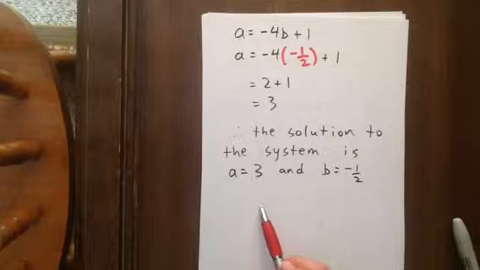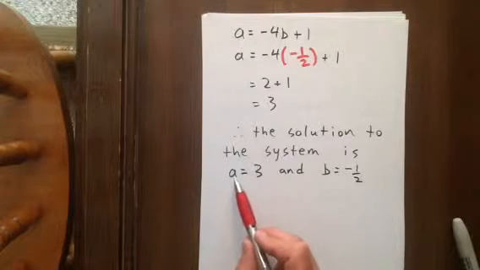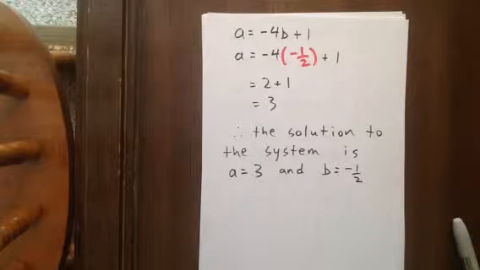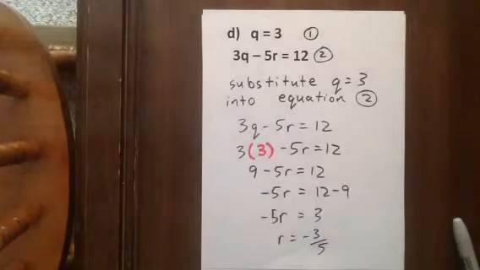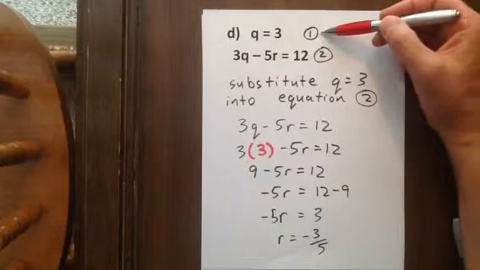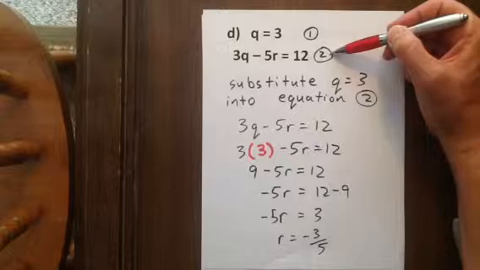Now sometimes you'll see that written as 3 comma negative 1/2. But whenever we're using variables other than x and y, I generally write them out. Okay, our next question asks us to solve this linear system of equations. It's q equals 3 and 3q minus 5r equals 12. Well, we've already got a value for q, so we just have to substitute it into equation 2.